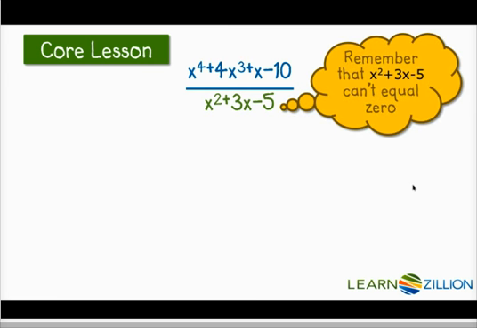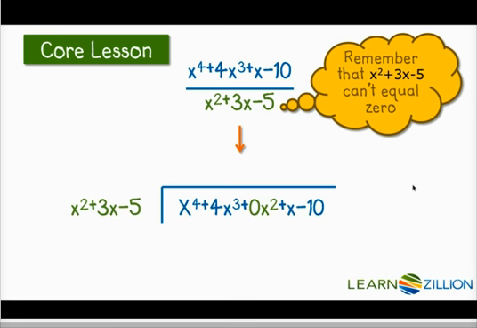It's also important for us to remember that our denominator, x squared plus 3x minus 5, can't equal 0. So again, like I talked about, I just want to set this up as a long division problem. And please take note that I did put in 0x squared as a placeholder, and that helps me to make sure that I'm doing my math correctly and I'm not skipping any steps.